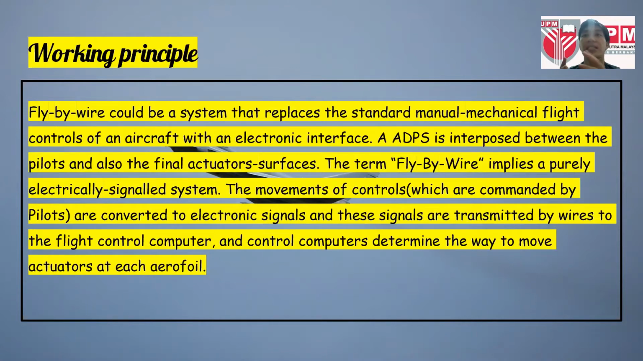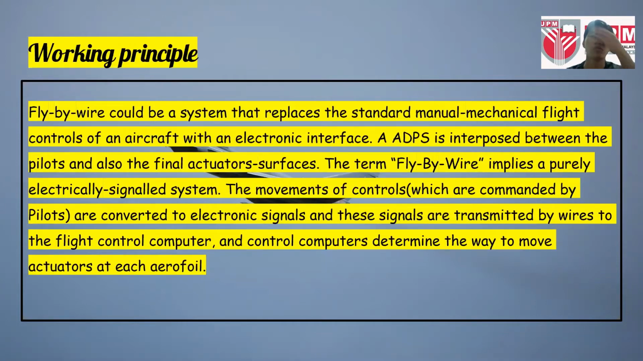So an ADPS is interposed between the pilots and the final actuator surface. The term fly-by-wire implies a purely electrical signal system. So everything is automatically done by the system. The movements of control which are commanded by pilots are converted to electronic signals.